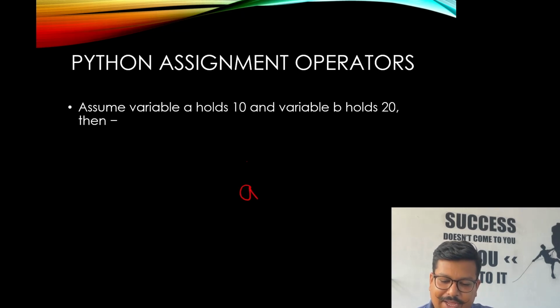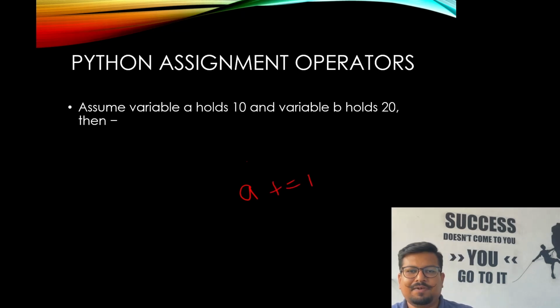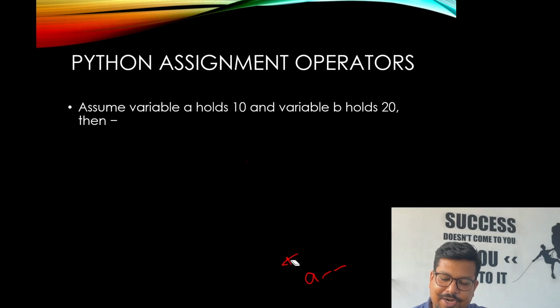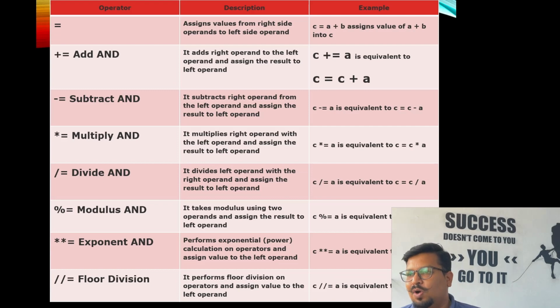It is something like A plus equal to 1. So it is going to increment the value of A by 1. Okay, so here A plus plus or plus A or A minus minus is not available. So for incrementation or decrementation, we can use these kind of assignment operators. So I hope you are clear with these kind of operators also.